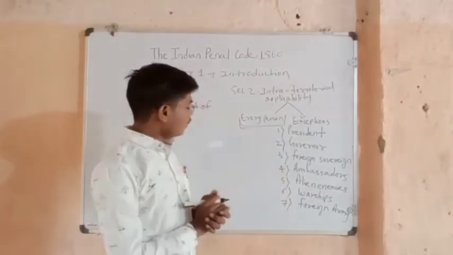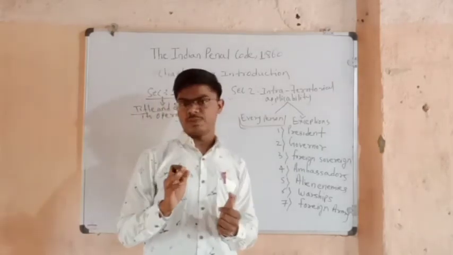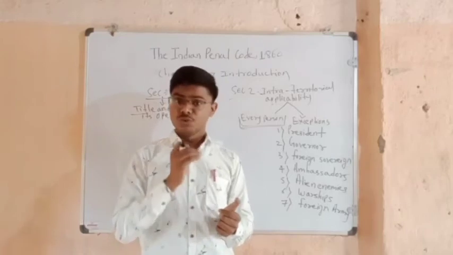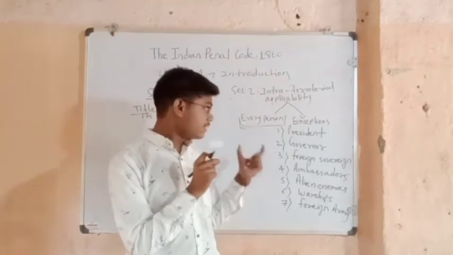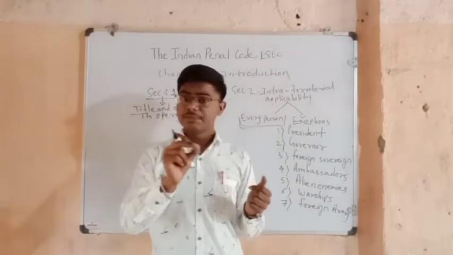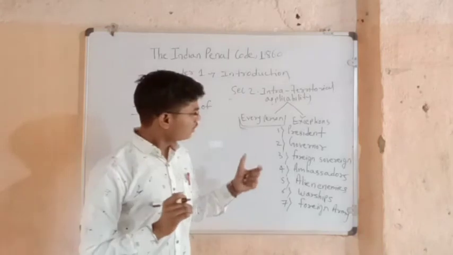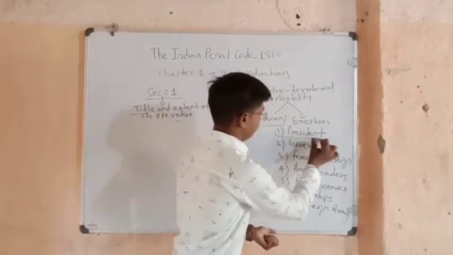Dear friends, our rule says that every person shall be liable to punishment, but there are certain exceptions. As we know, every rule has an exception. It means there are some people who are exempted from criminal jurisdiction. Who are they? We are going to discuss. First, President and Governor.